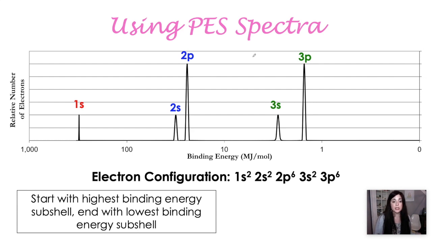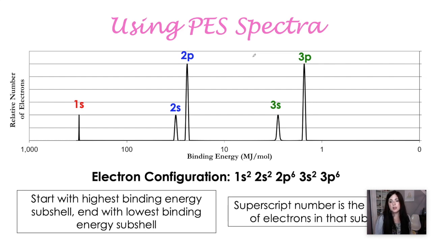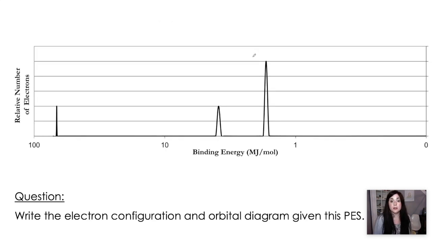So the configuration starts with the highest binding energy subshell and goes to the lowest binding energy. We've talked about that. And then the superscript is the number of electrons in that energy shell, which is what we've been talking about all along. One more. So right here, a lot of times you're going to be given a photoelectron spectrum and you're going to be asked to identify the element. You're not going to have to do this for any elements literally beyond argon. So if you can do up to argon, like the one we just talked about, you can do any photoelectron spectrum I'm going to give you.